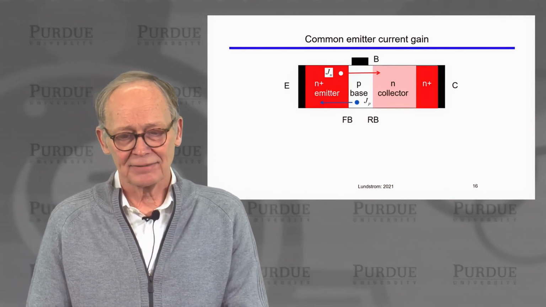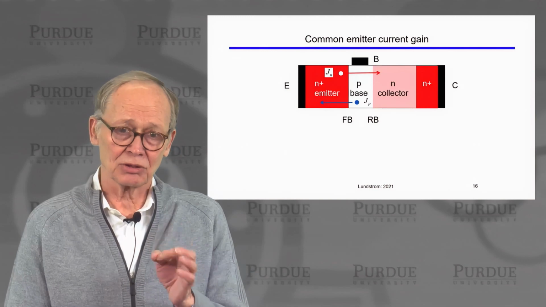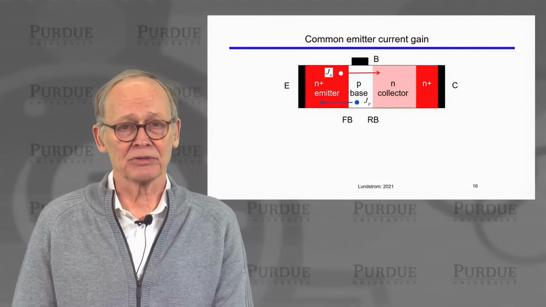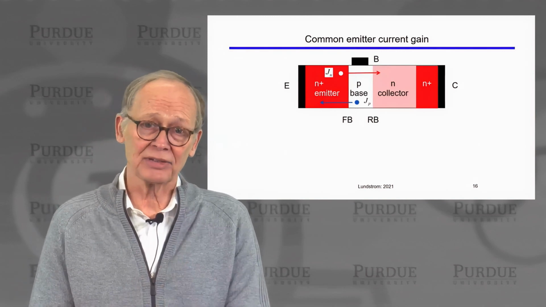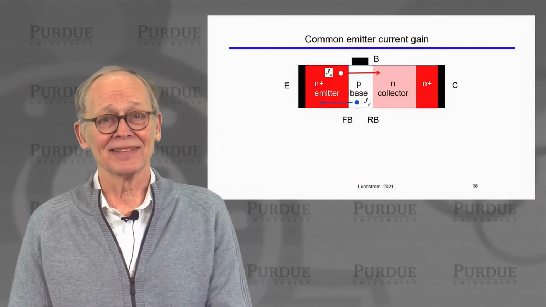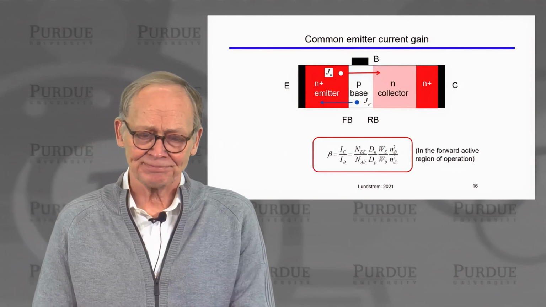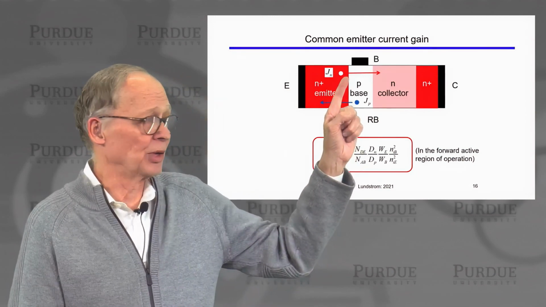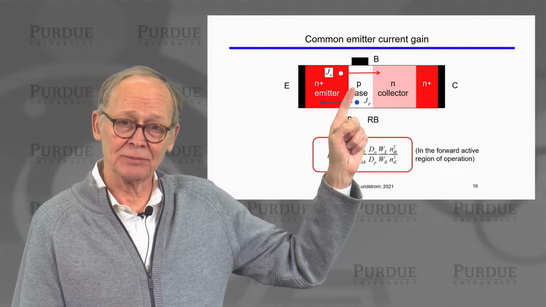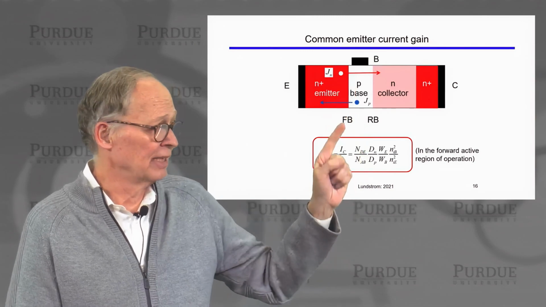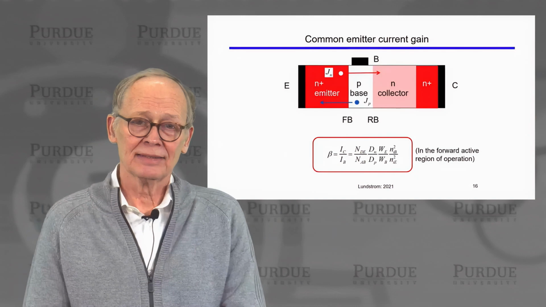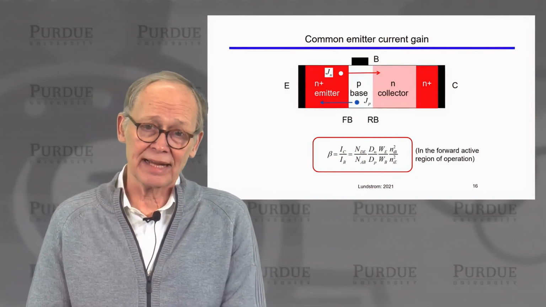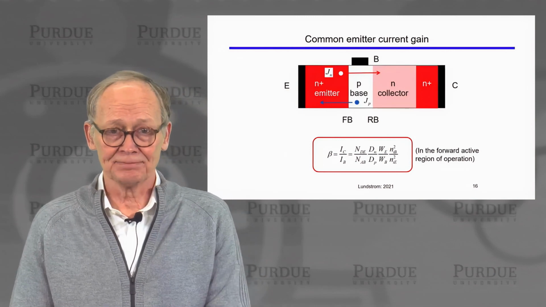So that finite current on the control terminal is a distinct difference between a bipolar transistor and a MOSFET, although these days MOSFET insulators are so thin that they have some leakage current. Well, the ratio of these two currents, the current that we want, the electron current in an NPN bipolar transistor, and the current that we don't want, the hole current or the base current, the ratio in the active region is called beta.